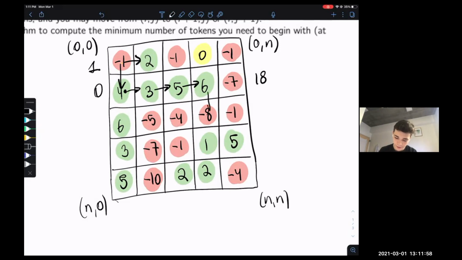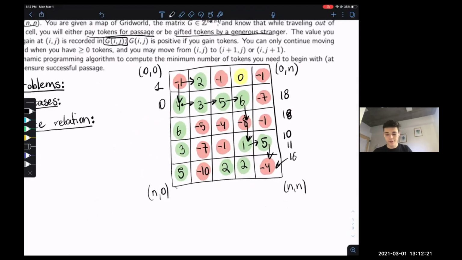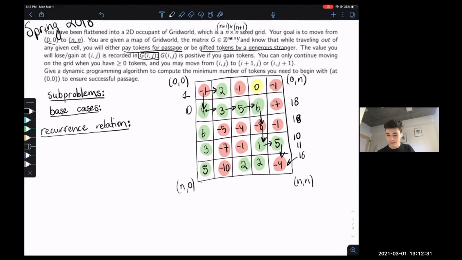Then we can go down, ending up with 10 tokens. Down again. Whoops, once we go down, we'll end up with 18. And once we go down again, we'll end up with 10 tokens. Then we can step right and down, going to 11, then 16, and then ending with 16 tokens at n,n. And we don't need to pay the last n,n, -4, because we're never actually going to move out of the cell. The problem says that you only pay when you travel out of any given cell.